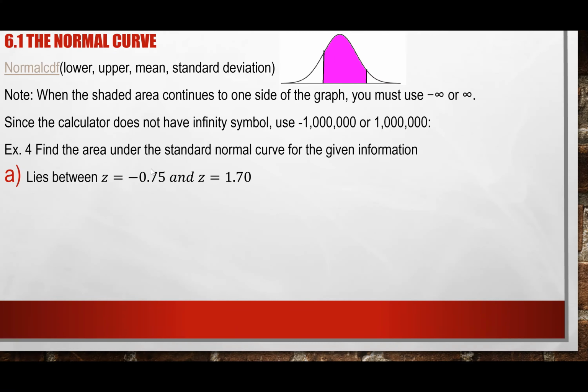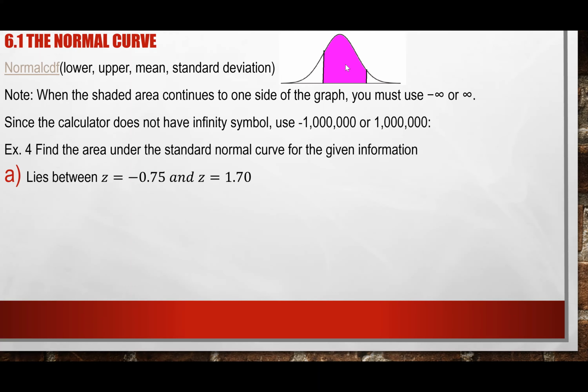so that you know what your endpoint is. If we read example 4, it says find the area under the standard normal curve. Reminder, under the standard normal curve, the mean is 0 and the standard deviation is 1. Find the area under the standard normal curve for the given information. For A, they say it lies between the z-score of negative 0.75 and the z-score of 1.70.